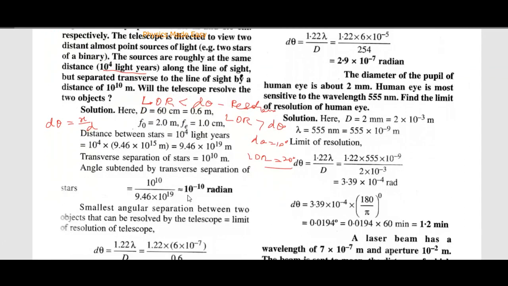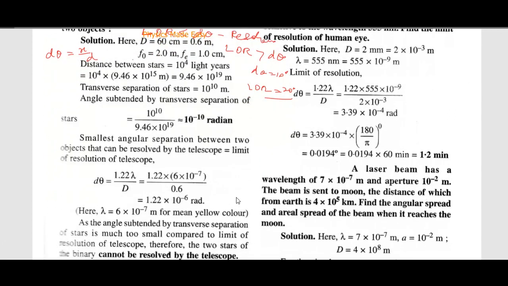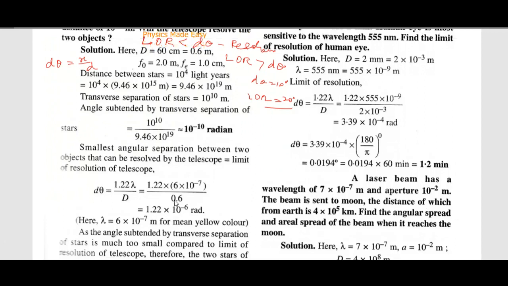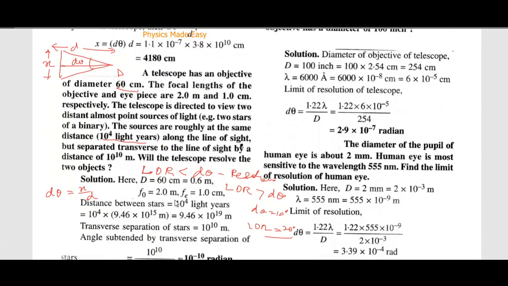Here it is 10 raised to power minus 10 radians, and d theta is 10 raised to power minus 6 radians. So this d theta is smaller than this angle subtended. That's why the telescope cannot resolve it. So this kind of concept is important for JEE main and even advanced.